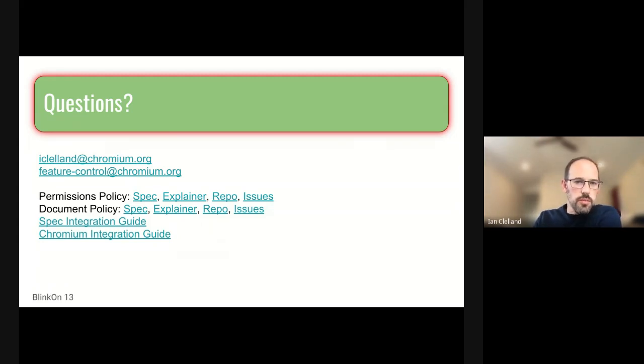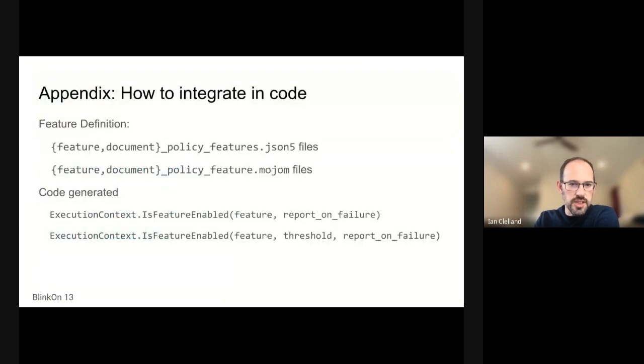Let's see. There are also a couple extra slides, just because we do have a couple extra minutes. A couple of appendices. If you are actually a Chromium engineer and you want to use these, there is a feature policy and document policy. Sorry, it's still called feature policy. We're going to have to rename that soon. JSON 5 files that define all these features.